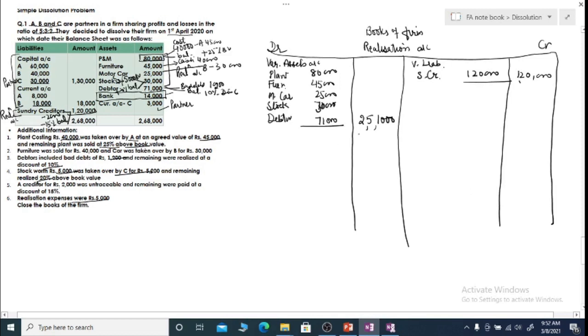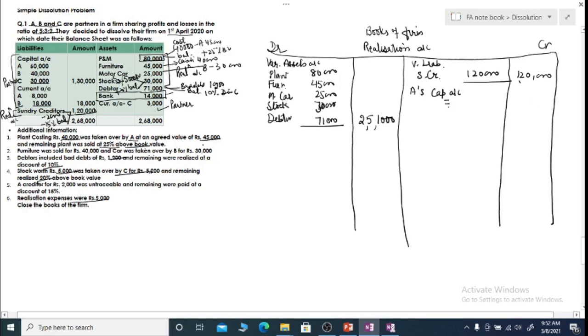In the realization, we know that something is taken over by A, B or C, and something is realizing cash. So what we can do is directly record them as A's capital account. Anything taken over by B will go to B's capital account, and A will be clubbed here. If A is taking over more than one asset, we'll simply club them here and record the balance here.